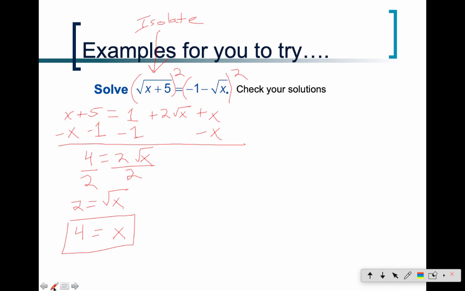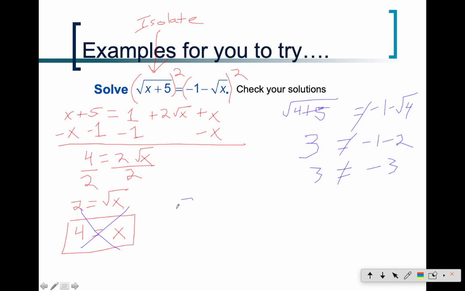Okay. This guy, blue. Plug it in. 4 plus 5. Is that equal to negative 1 minus the square root of 4? So I get the square root of 9 is 3. Is that equal to negative 1 minus 2, or negative 3? And the answer is no, it doesn't work. So the answer to this one is no solution.